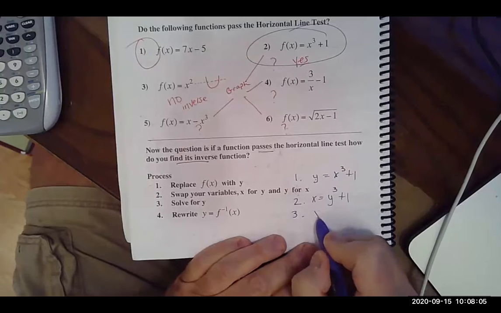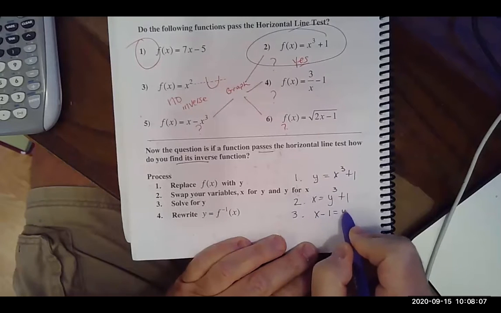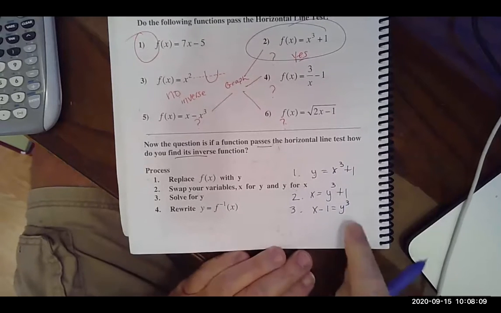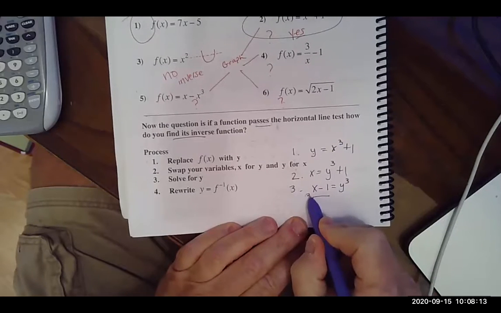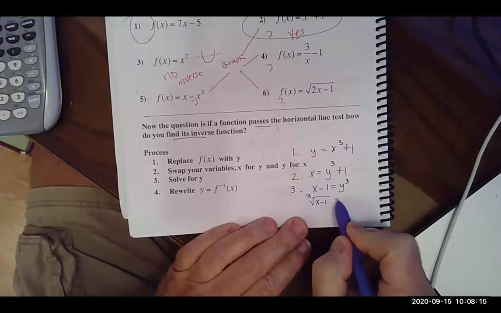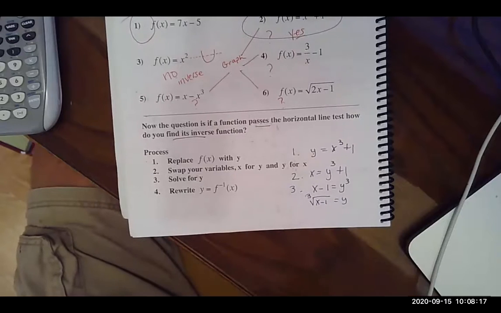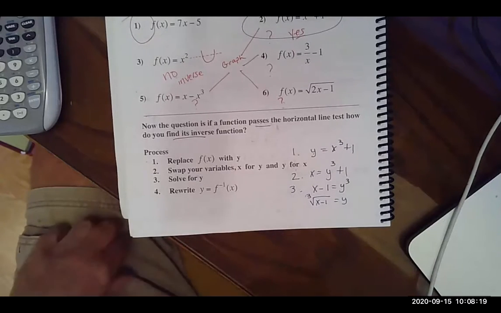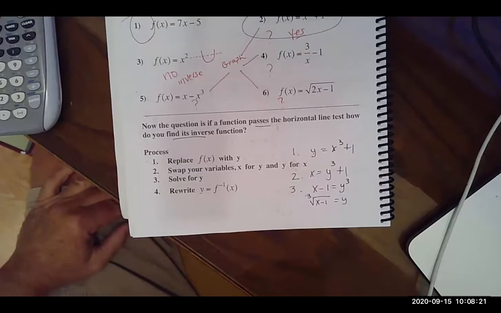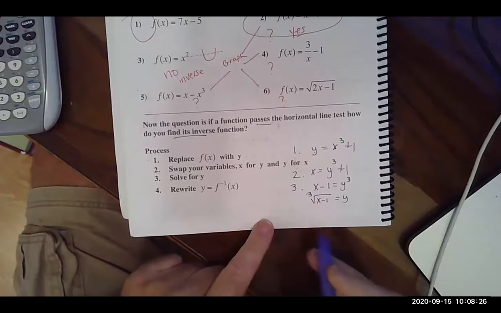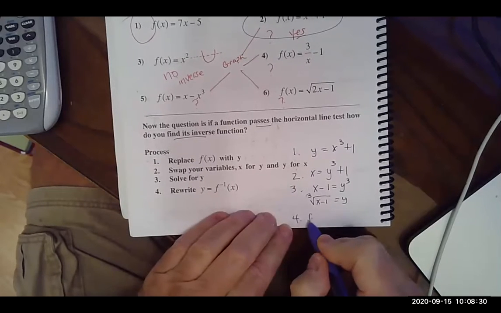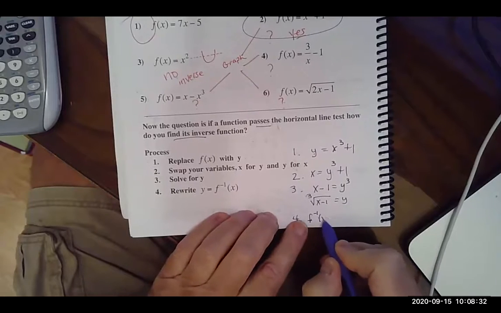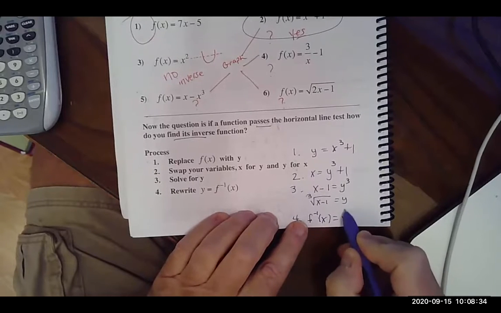Okay, that means I'm going to get x subtract 1 is equal to y cubed. And then take the cube root of both sides. So if I do the cube root, you have to put a little cube right there. Now, you don't need to put a plus minus on any odd roots. It's the even roots. When you take a square root, you have to go plus and minus. Don't forget. And number 4. Well, now make the y this funny notation, f inverse of x. And then you're done.